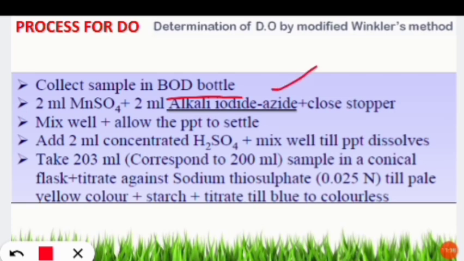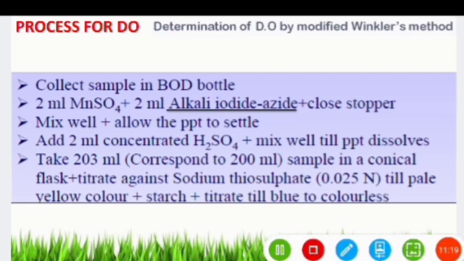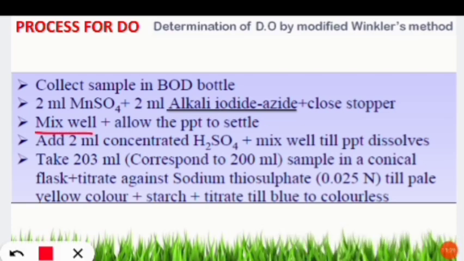What is this azide? Azide means NaN3. You should remember this, it is very important. Now these two things are added. Now what we'll do? We should mix it well. So mix that BOD bottle well. Allow the precipitate to settle. If you are adding these compounds, then it will form the precipitate, so you should allow the precipitate to settle.